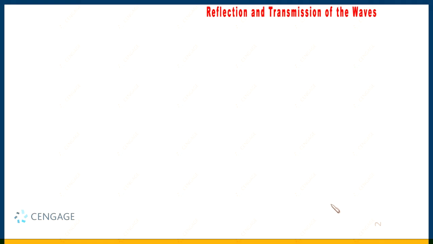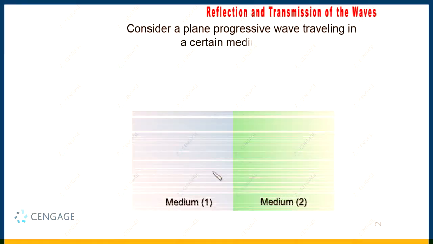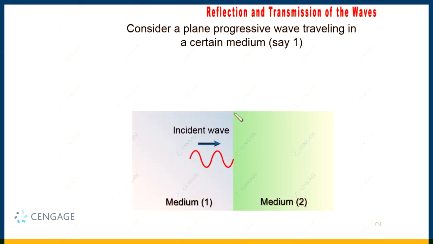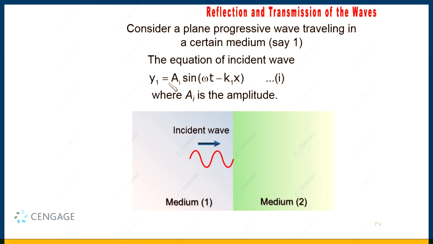Suppose a travelling wave, a plane progressive wave, is travelling from left to right and incident on a boundary of two mediums, right. Suppose this is medium 1 and this is medium 2 and this is the boundary of the two mediums, and this is the incident wave, travelling from left to right. Suppose this direction is the positive x direction; we can define the equation of this incident wave as y = A_i sin(ωt − kx), right. This is the equation of the incident wave or travelling wave.